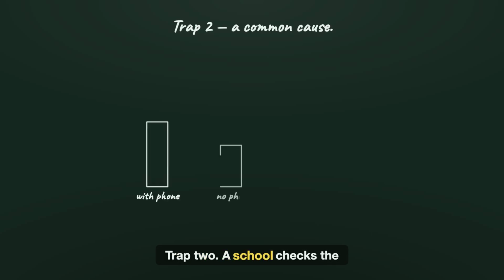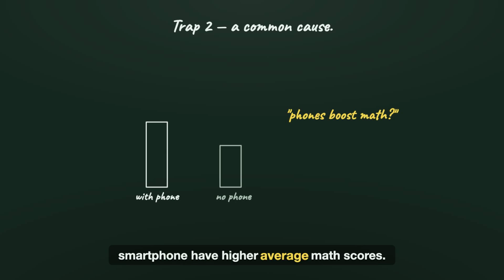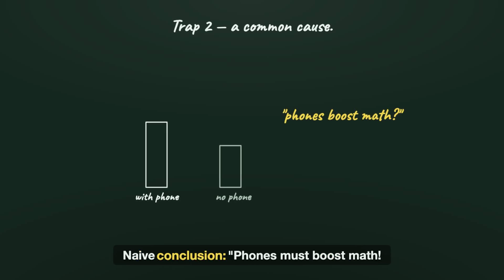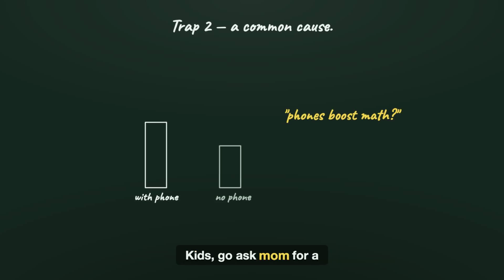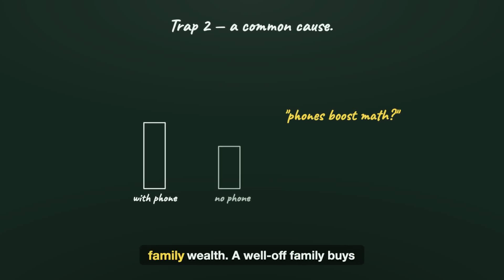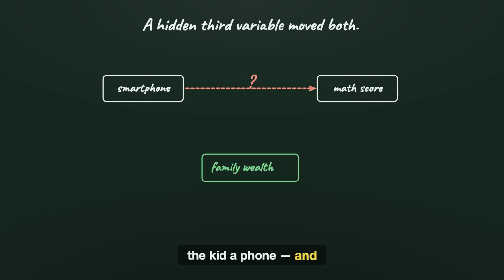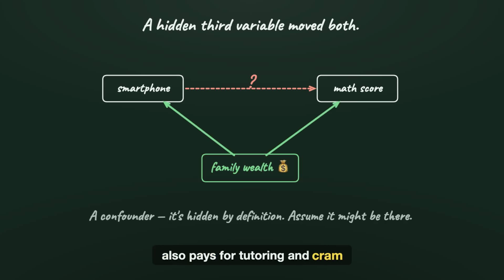Trap 2. A school checks the numbers, and students who own a smartphone have higher average math scores. Naive conclusion. Phones must boost math. Kids, go ask mom for a phone. This time, flipping it feels weird too. They didn't get a phone because they're good at math. So what is it? There was a hidden third variable. It's family wealth. A well-off family buys the kid a phone and also pays for tutoring and cram schools.